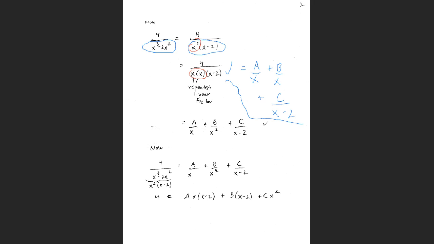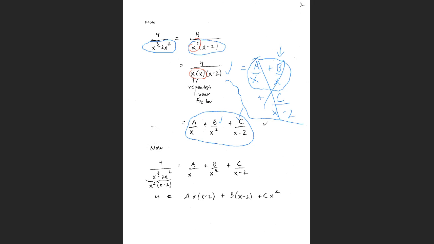You see, if you just have b over x, you could combine a over x plus b over x, and so you don't get independence. So this is not how the expansion works when you have a repeated linear factor. The correct expansion would be a over x plus b over x squared plus c over x minus 2. That's how you have to do it.